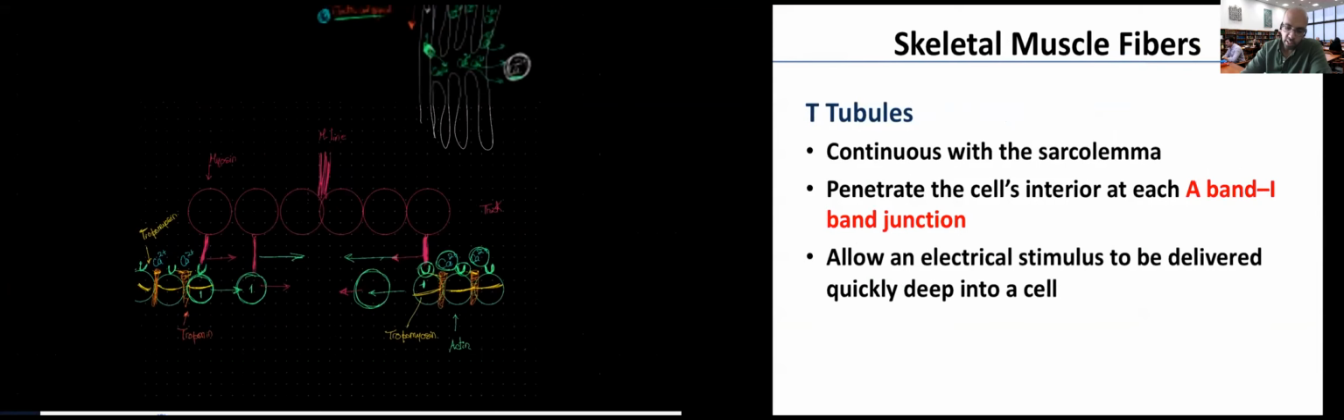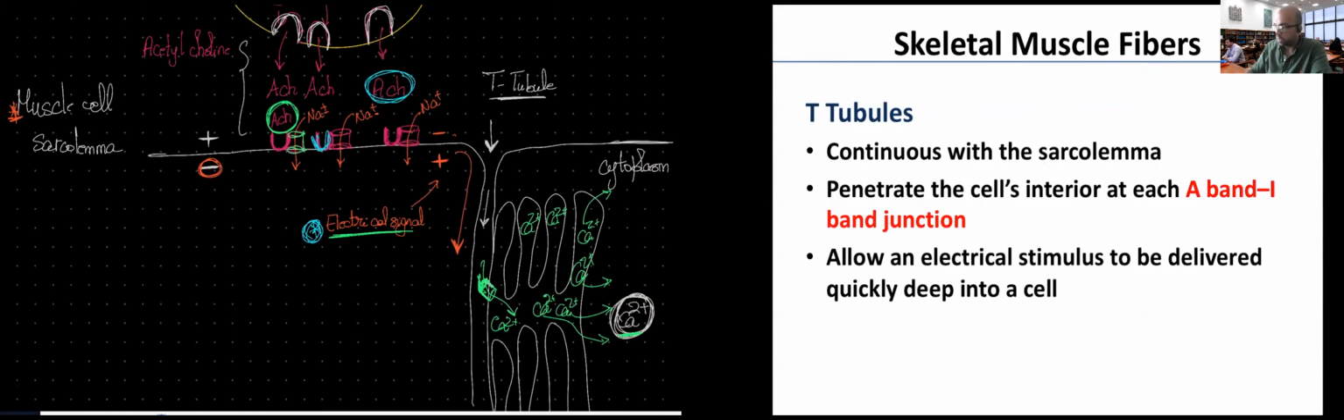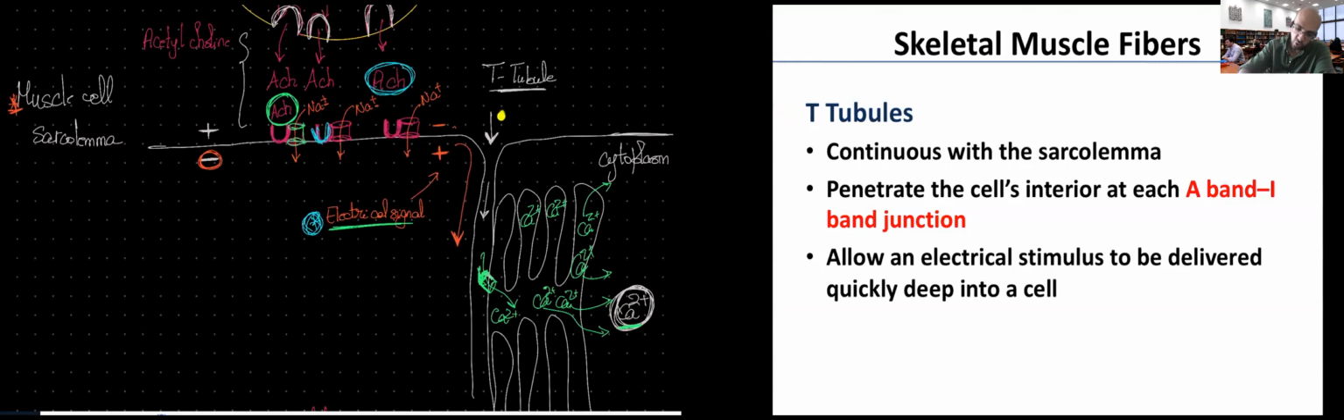Remember, what are the T tubules? Those are continuous with the sarcolemma. They penetrate the cell at the junction between the A and I bands. So those are the invaginations of the sarcoplasm of the sarcolemma, allowing you to be connected to the inside of the cell.